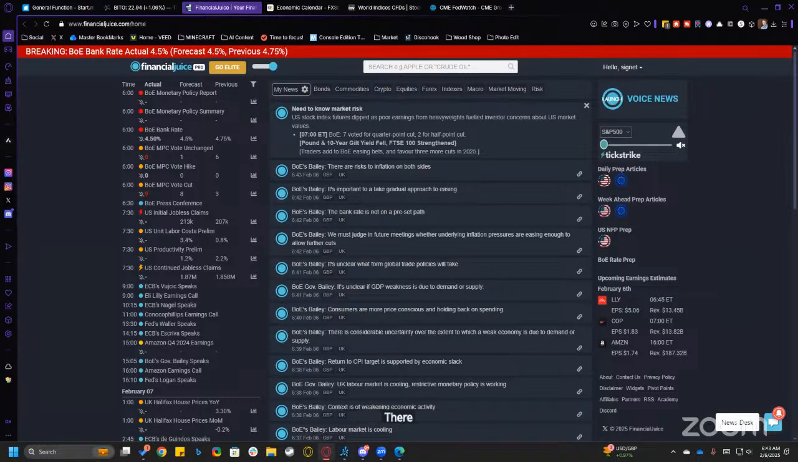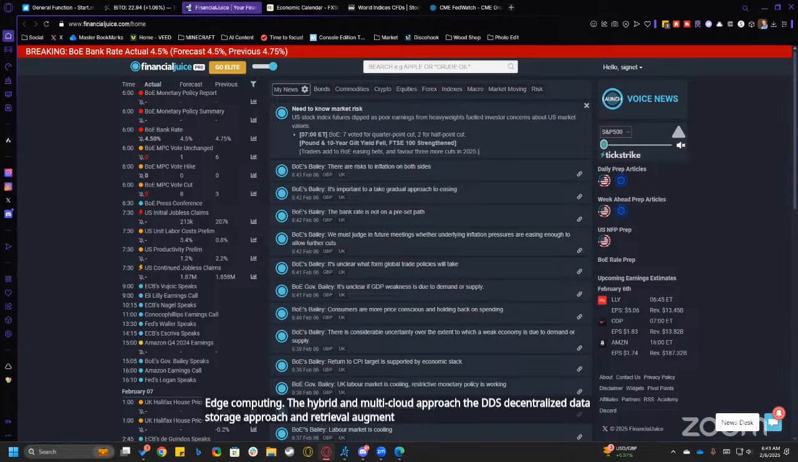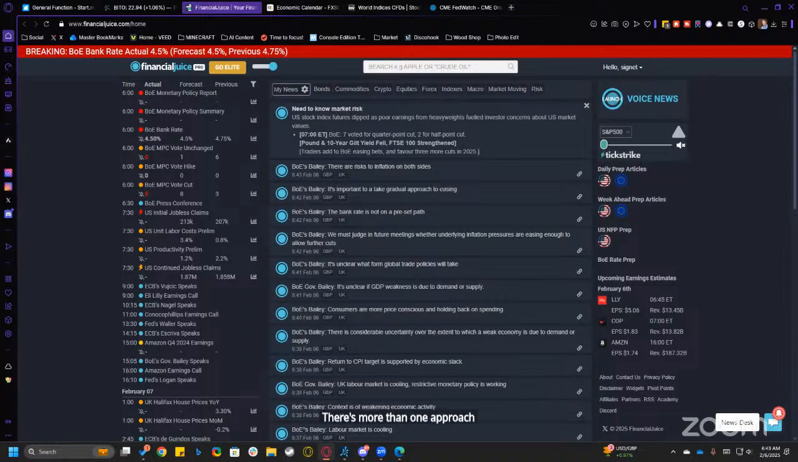There's a lot of new technology when it comes to other ways to do things besides cloud services. Edge computing, the hybrid and multi-cloud approach, the DDS, decentralized data storage approach, and retrieval augmented generation, which that one I'm not familiar with. But there's more than one approach, and cloud services are not exactly the only way to do things anymore. So let's see what we get with Amazon. Someone proposed yesterday, I thought it was interesting.